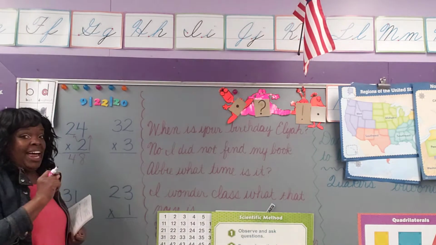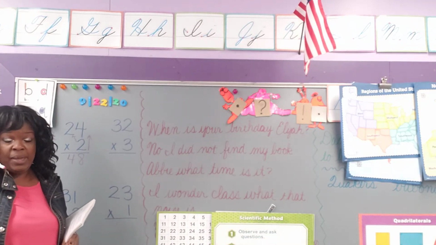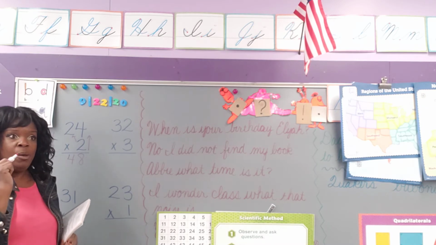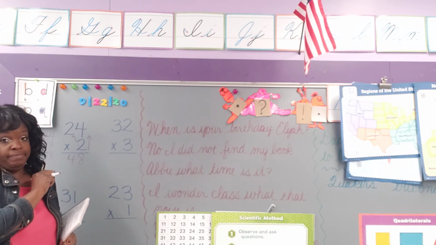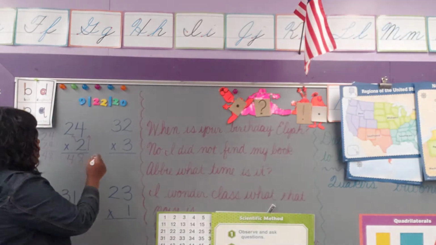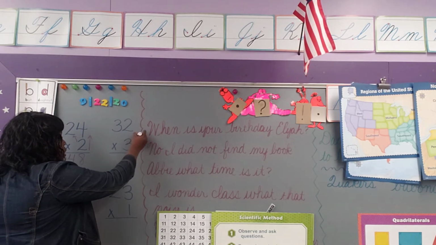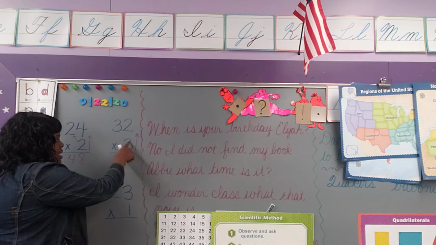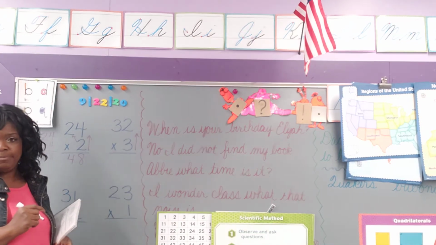Sit up, guys. When we look at our multiplication problem, where do we start? Ones place. Good, Elia. We start at the bottom, go to the top. 3 times 2 equals? 6.